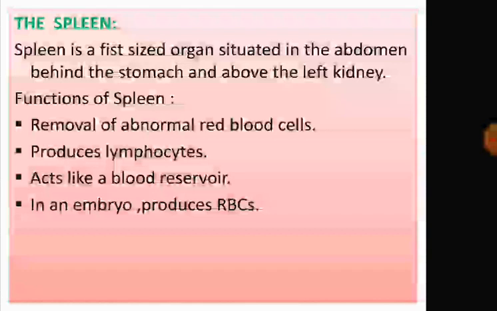The spleen also produces lymphocytes. It helps to destroy worn out red blood cells. And in the case of embryos, the spleen produces RBCs. So it comes under a lymphatic organ. It is a fist-sized organ, reddish brown in color, situated in the abdomen behind the stomach and above the left kidney.